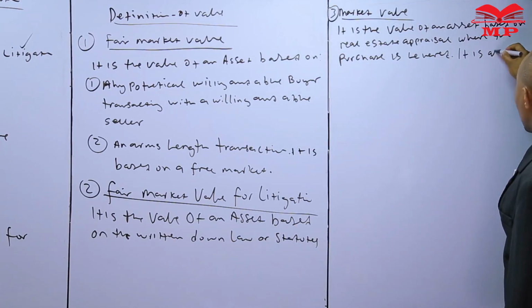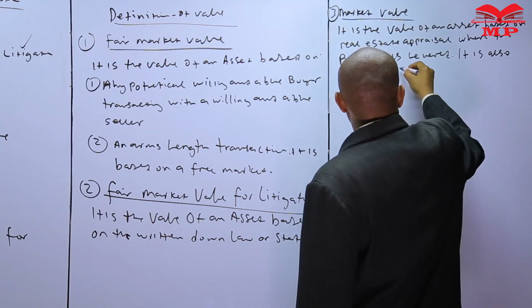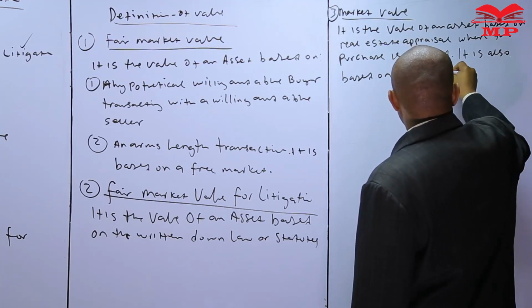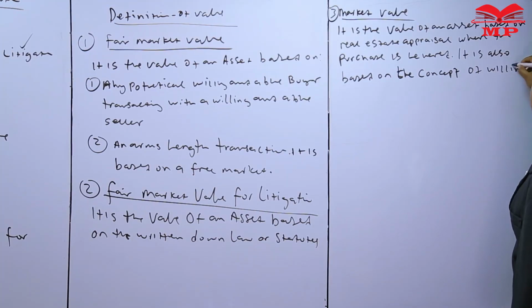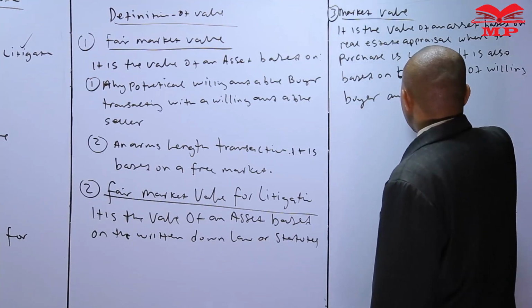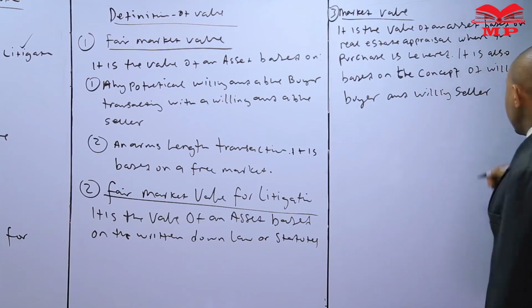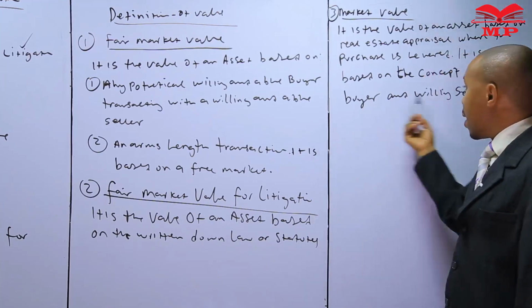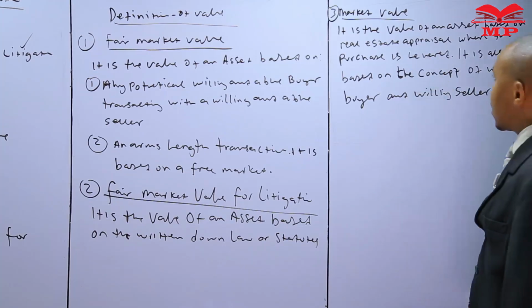It is also based on the concept of willing buyer and willing seller, meaning that there should not be any form of compulsion among the parties to either buy or sell the asset. So that is what we mean by the market value.